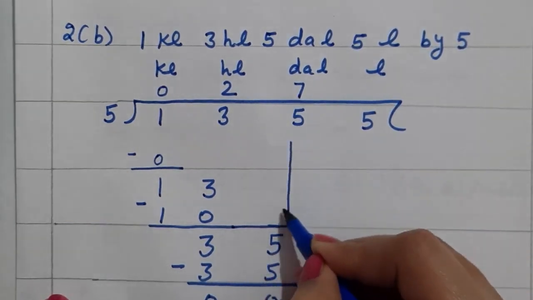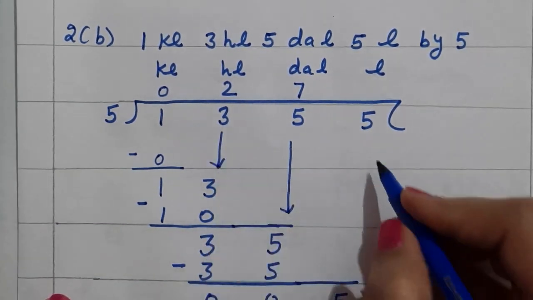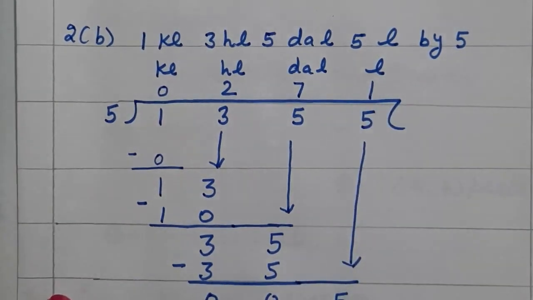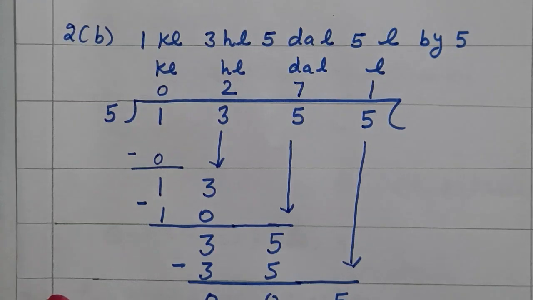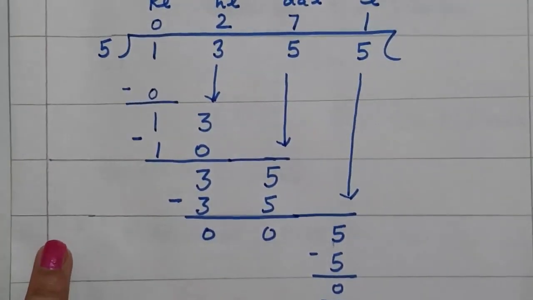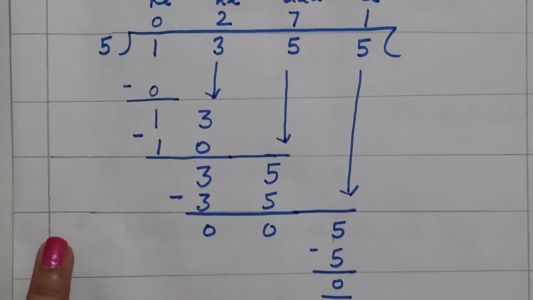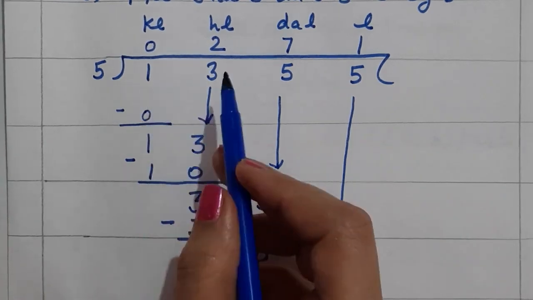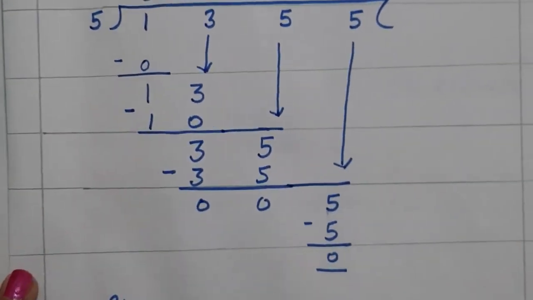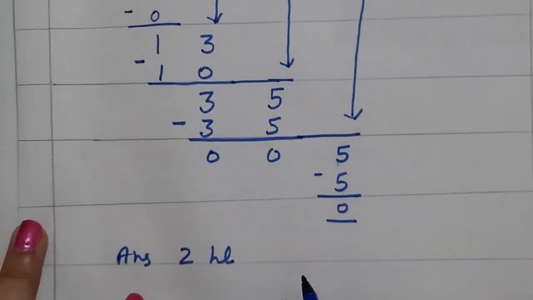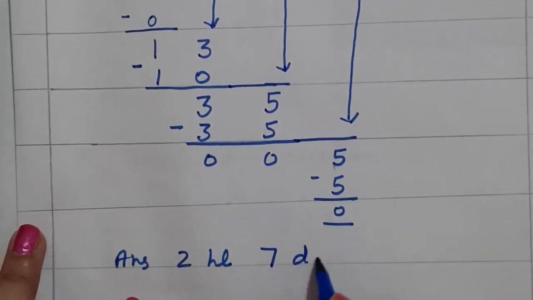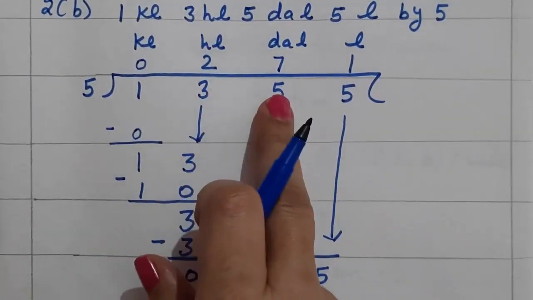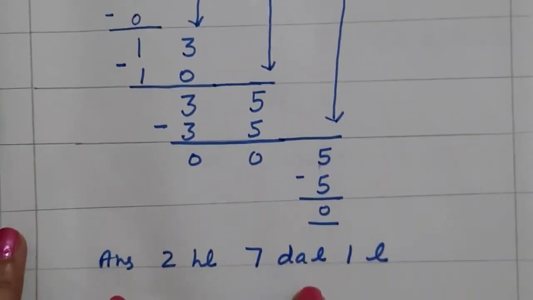If you want, you can put this arrow sign. Otherwise, it is not compulsory. Now, 5 1s are 5. After taking 5, it will become 5 1s are 5 and division will complete. So, what is the answer now? Look here. 0 kiloliter, no need to write down. 2 hectoliter, 7 decaliter and 1 liter. See, 2 hectoliter, 7 decaliter, 1 liter. This is our answer.